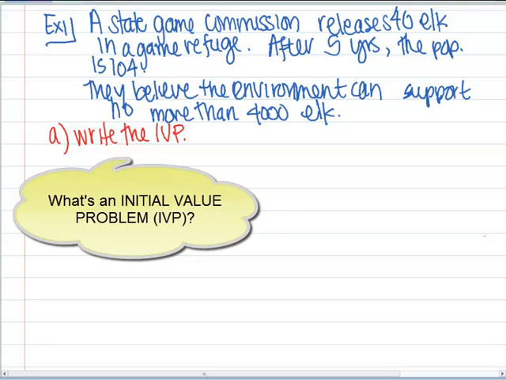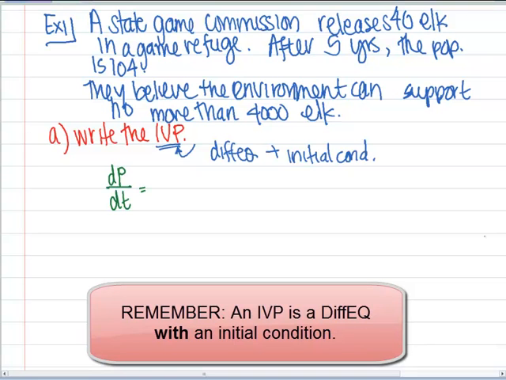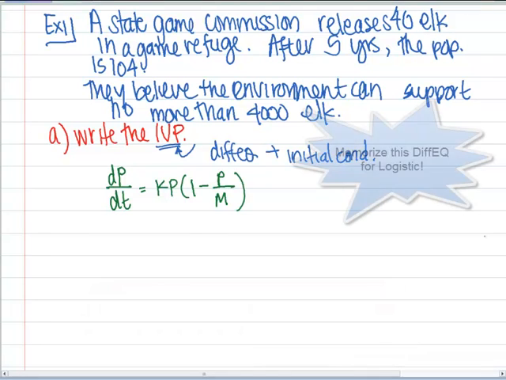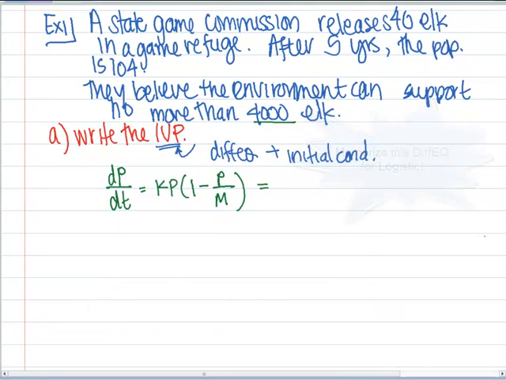Okay, so what does that mean? When I want you to write the initial value problem, this means give me the differential equation and an initial condition. dP/dt equals kP times 1 minus P over M. Right now, I know that 4,000 is my M. So this is going to be kP times 1 minus P over 4,000.